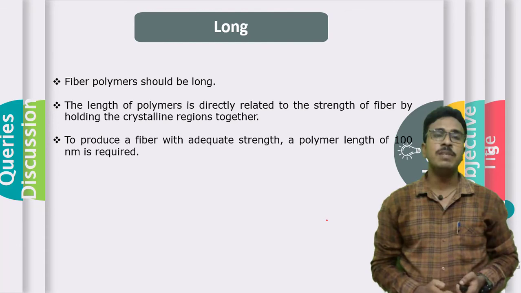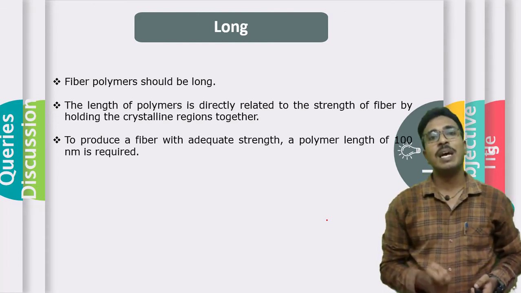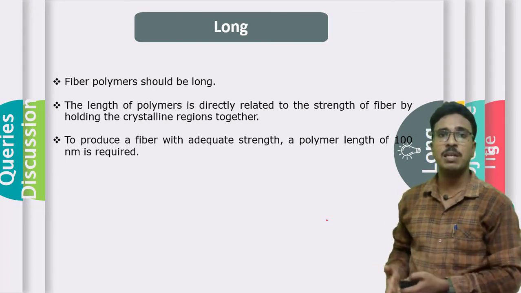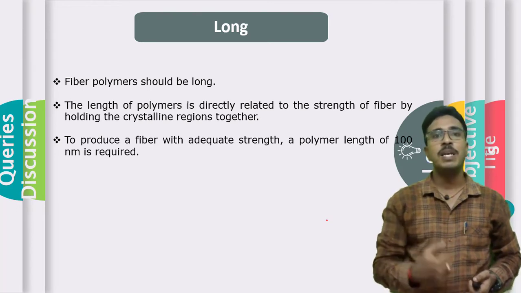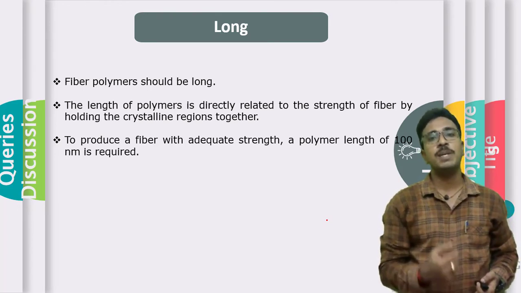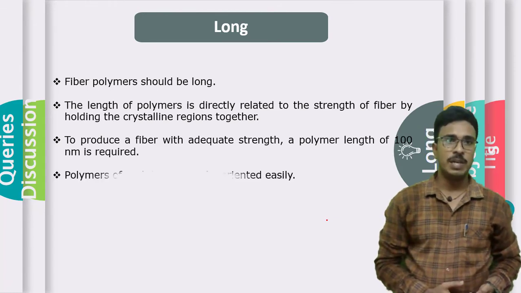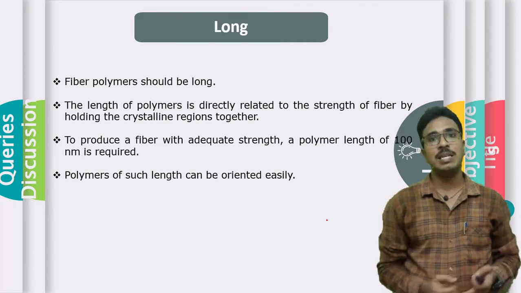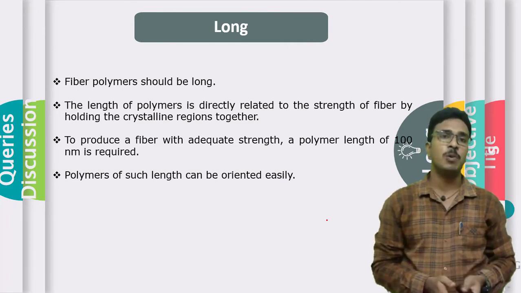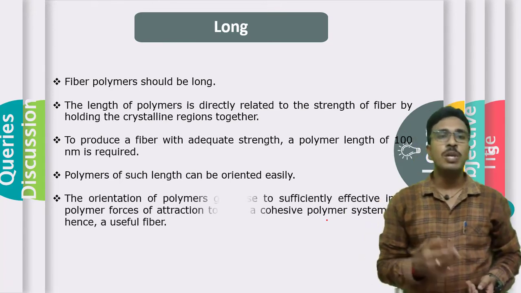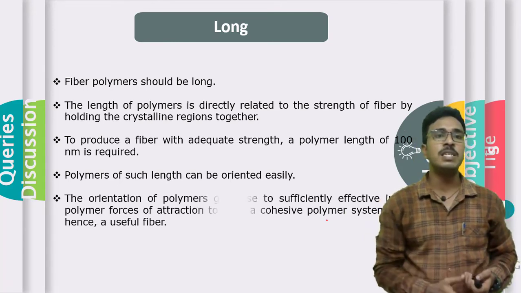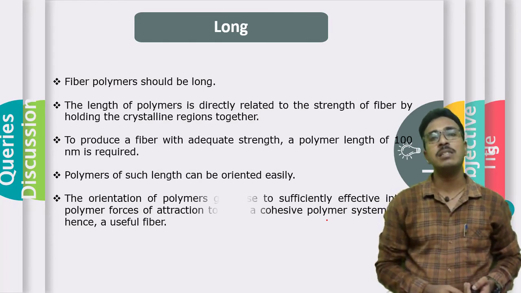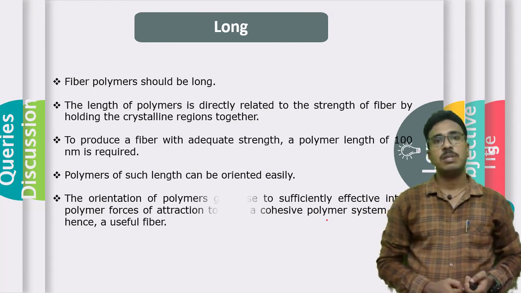To produce a fiber with adequate strength, a polymer length of 100 nanometers is required. So if you want adequate strength for a particular polymer, the length of the polymer chain plays a very important role, and it should be a minimum of 100 nanometers. Polymers of such length can be oriented easily, which results in a highly compact structure in a polymeric system. The orientation of a polymer generates sufficient effective intermolecular forces of attraction to form a cohesive polymer system, and hence a useful fiber is produced.